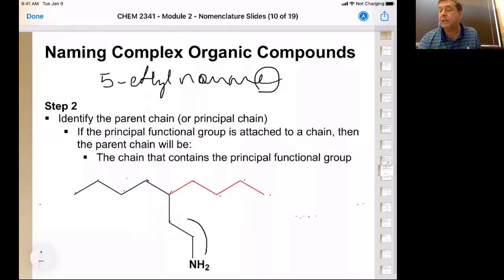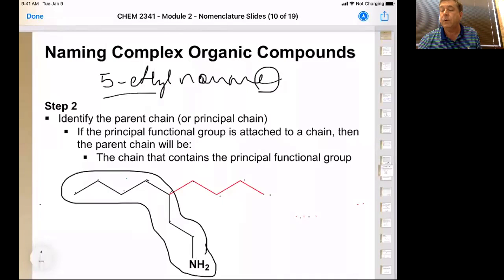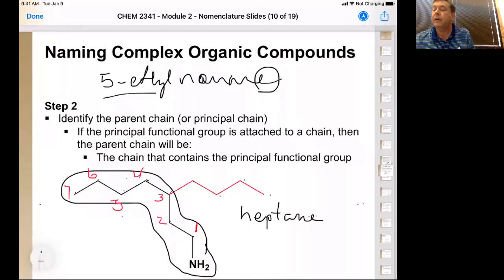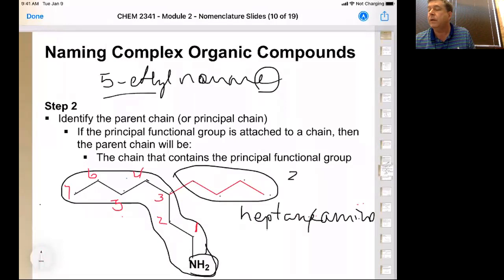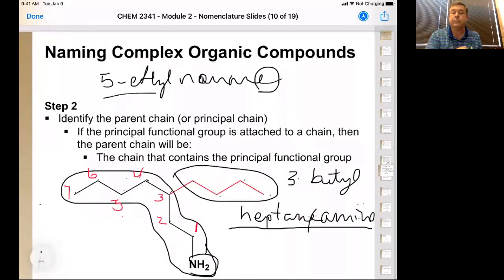So that means our parent chain has to be this one right here. Instead of the nonane with an ethyl group on the side, we now have our, and again, we're going to try to put our functional group at the lowest number. 1, 2, 3, 4, 5, 6, 7. So now we have heptanamine. So if we wrote it out as a hydrocarbon, it'd be heptane. But because we now have the amine on there, we drop the E and add amine to the end. And now we have to locate our group here. So we have 3-butyl, and then it runs into heptanamine.